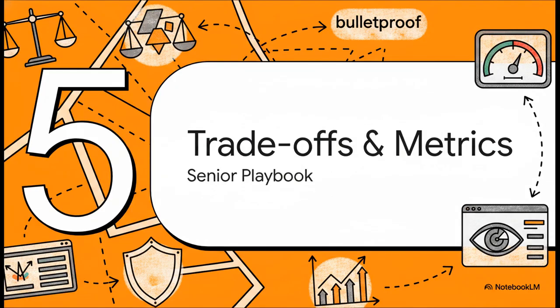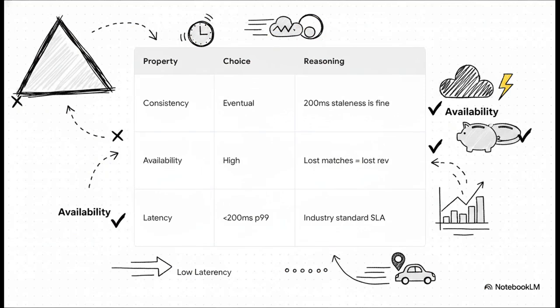Which brings us to our final section, Part 5. Trade-offs and observability, the senior engineer's playbook. Let's synthesize the core metrics and the really tough decisions that make a system like this bulletproof in production. Anytime you design a distributed system, you slam right into the trade-off triangle. You have to choose what you're willing to sacrifice.